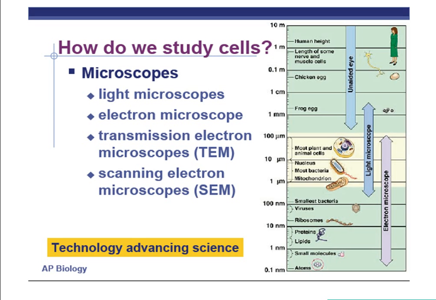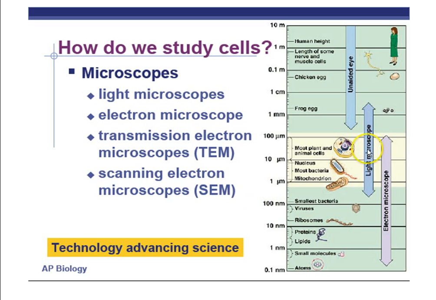So how do we study cells? The thing that you have to know about this: light microscopes are used for living cells, electron microscopes only for dead cells. Light microscopes can't see as small as electron microscopes, and that's something that you have to know too. Light microscopes work by light passing through the specimen. Electron microscopes work by coating the specimen with heavy metals like gold and then having the electrons bounce off of that and create an image.